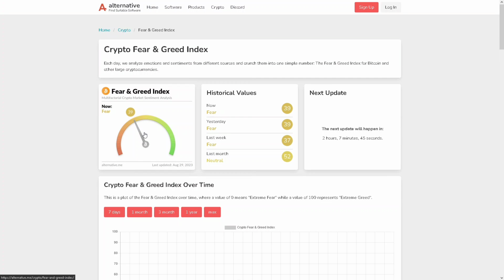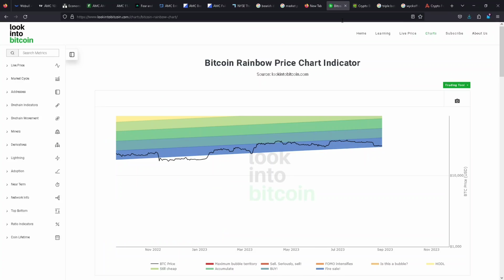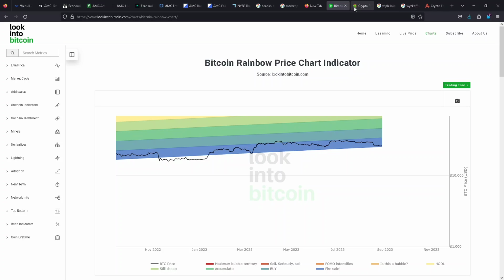So again, you want to be buying when people are fearful. Be greedy when others are fearful. So this is a good time to buy Bitcoin, in my personal opinion, not financial advice, especially with this being fire sale territory. All signs say it's a good time to be buying Bitcoin, especially for long-term accumulation.